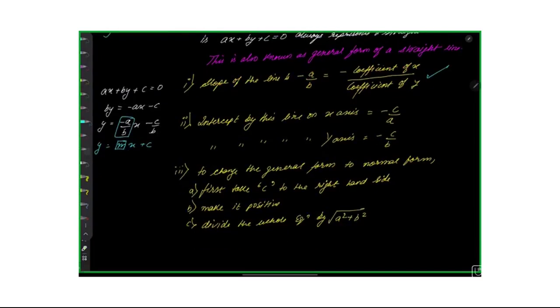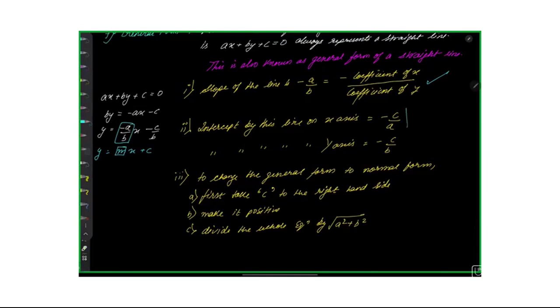If we talk about the second point, intercept by this line on x-axis. What does intercept mean? Intercept on x-axis means that the point lies on x-axis, that is, y coordinate should be 0. If we put y equals to 0 in the previous equation, it gives us ax plus c equals to 0. So x is nothing but minus c by a. In this case, intercept by this line on y-axis means that x-coordinate should be 0. If we put x equals to 0, we're left with by plus c equals to 0 and y equals to minus c by b. Not a bigger rocket science, right?